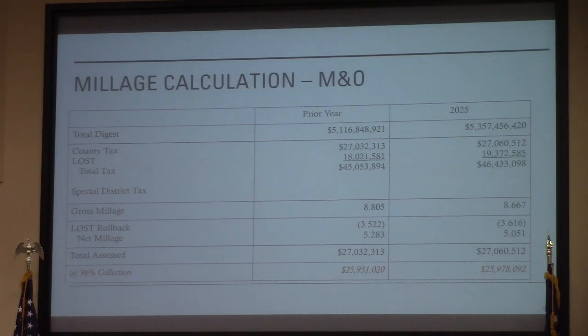So for the calculation on the M&O, which is the county portion of the millage, we have a comparison here of your prior year where the digest was $5.1 billion compared to 2025, which is $5.3 billion. And that difference in that millage, rolling it back from 5.283 to 5.051, is only about $20,000 difference in revenue.